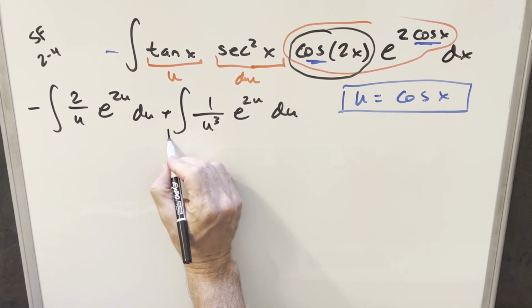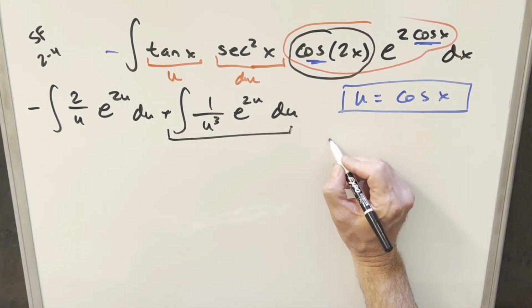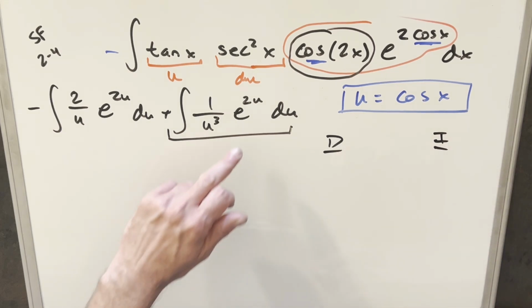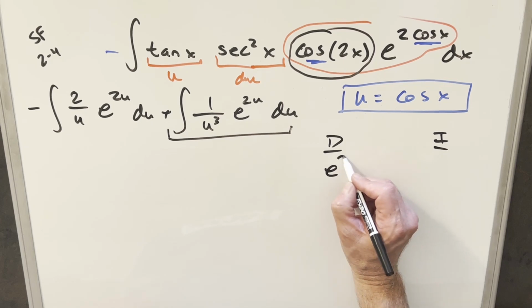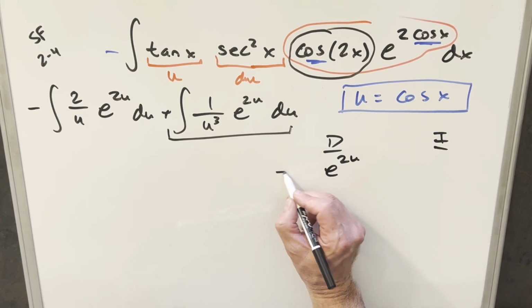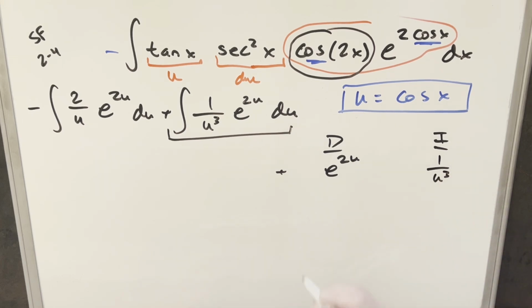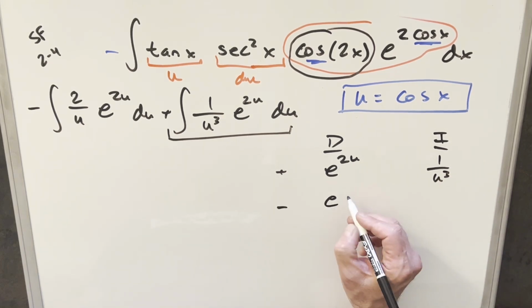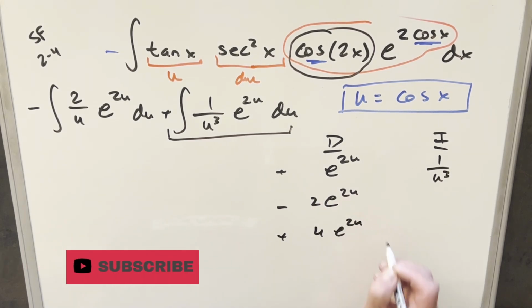So for this integral over here, what I'm going to do is use integration by parts with the DI method over here to the right. So we'll have two columns, one to differentiate, one to integrate. In this case, I usually like integrating e to the 2u, but let's differentiate it this time. So we're going to differentiate e to the 2u, and then we'll integrate 1 over u cubed. Then differentiating over here in this column, first we're just going to bring a 2 out, so we get e to the 2u times 2. Then we do it again, we bring another 2 out, we get 4 e to the 2u.